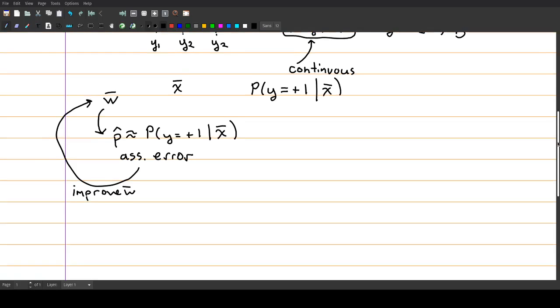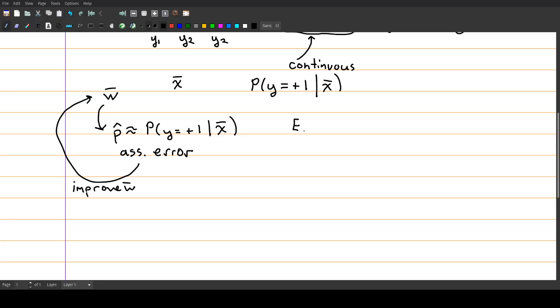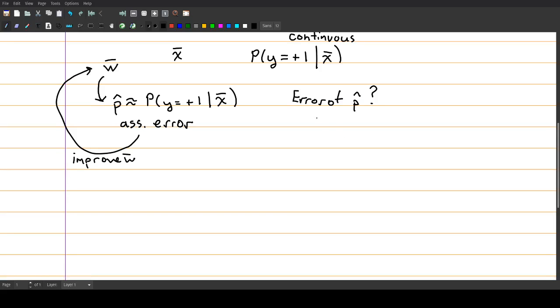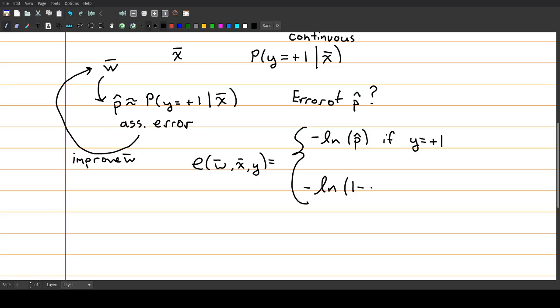So what we need really is an error function for p hat. We're going to give a pointwise error metric. That means that it depends on a particular input x bar. So we'll say that the error of w on the input (x, y) is equal to minus natural log of p hat, if y is equal to +1. And it's going to be equal to minus natural log of 1 minus p hat if y is equal to -1.